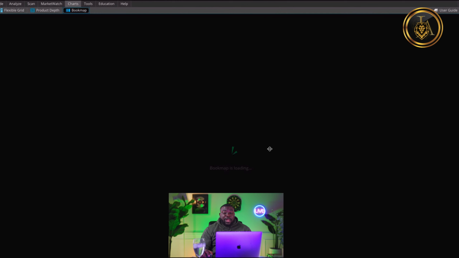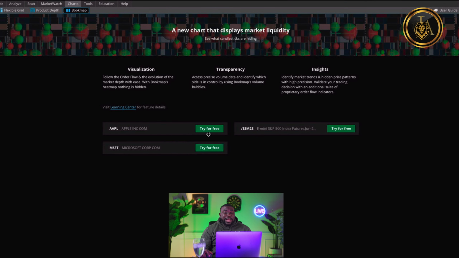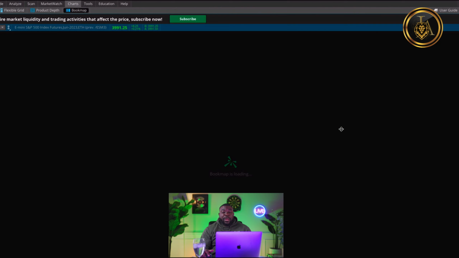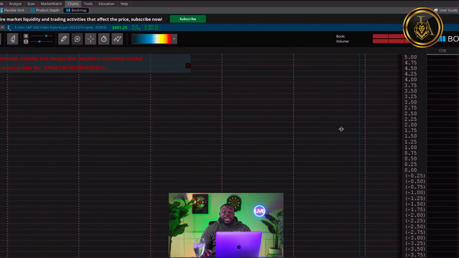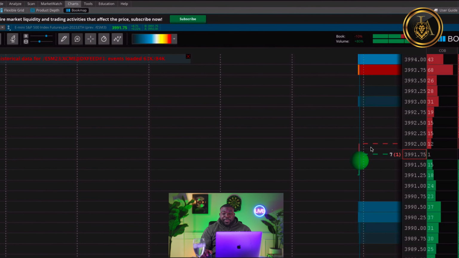It's loading. As you guys can see, they give you Apple for free, Microsoft to try for free, and ES to try for free. Because we watch the futures and trade the options, having ES for free is a major benefit. And all you have to do is load it, and then you see the bubbles.